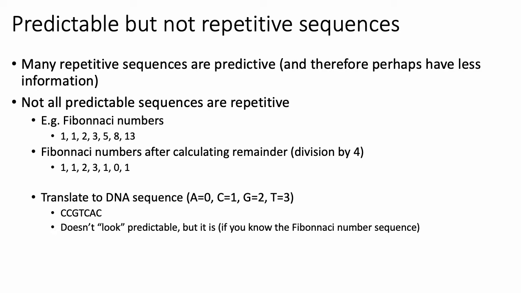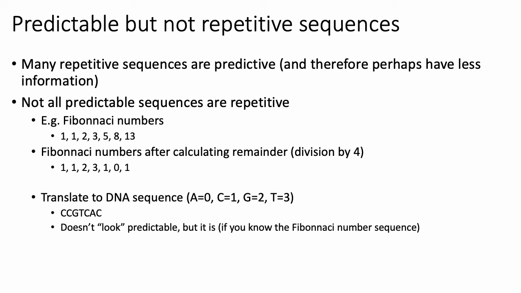sequences which are predictable tend to have less entropy, right? Because you can guess, based on reading, for example, the first half of a DNA sequence, what the second half will look like. And if that's the case, then that sequence is less random because it's predictable.